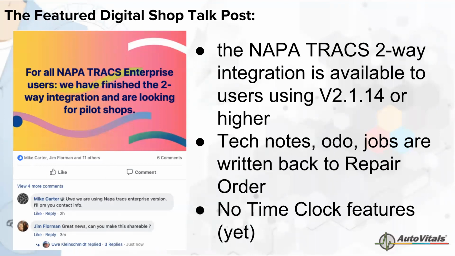And so what works is tech notes and odometer jobs are written back to the repair order. NapaTrax at this point has no time clock interface, but yet. So I think that's coming. We just have no precise date. So what that means is no completed hours are being written back to NapaTrax. You still would use the T times report on the AutoVitals side.